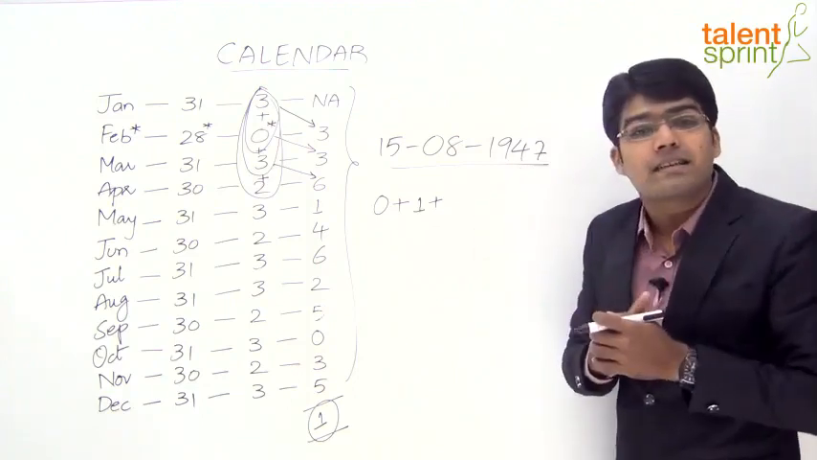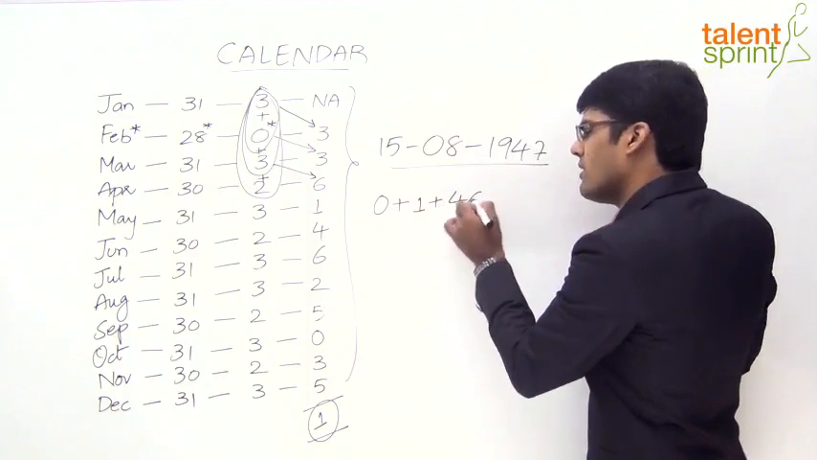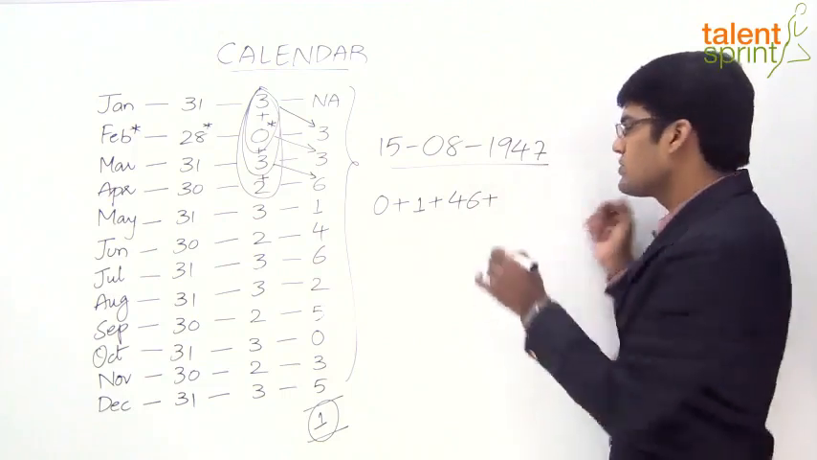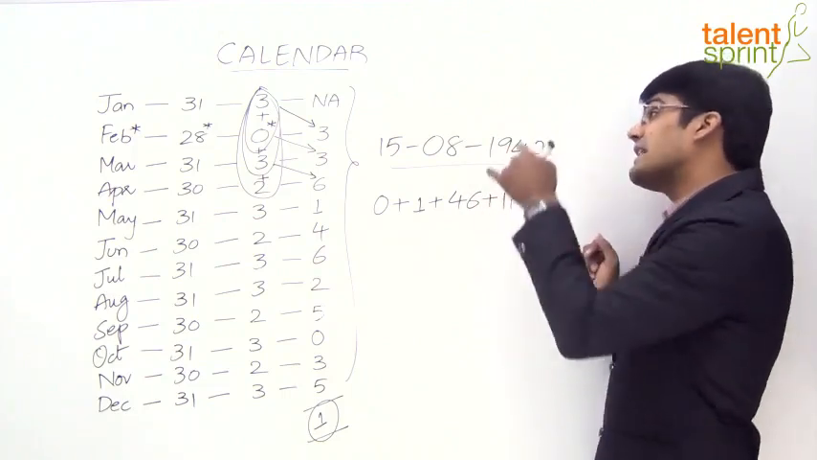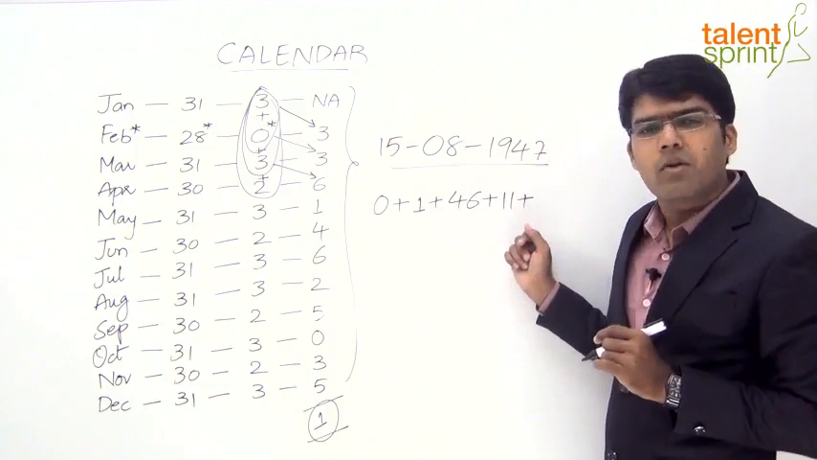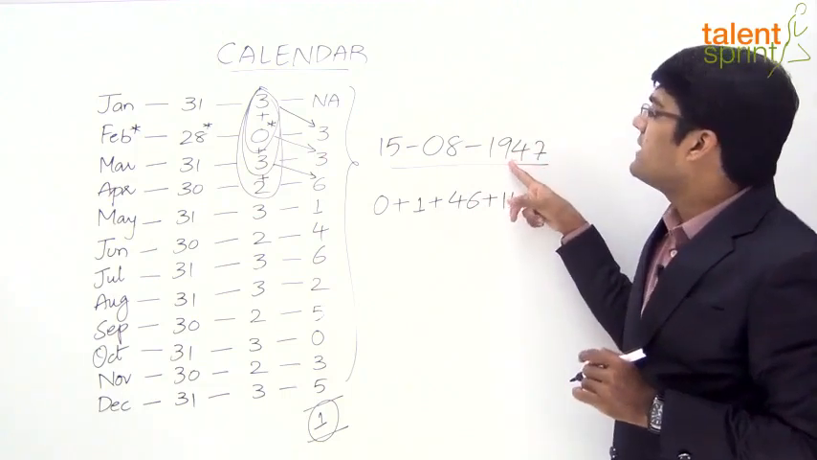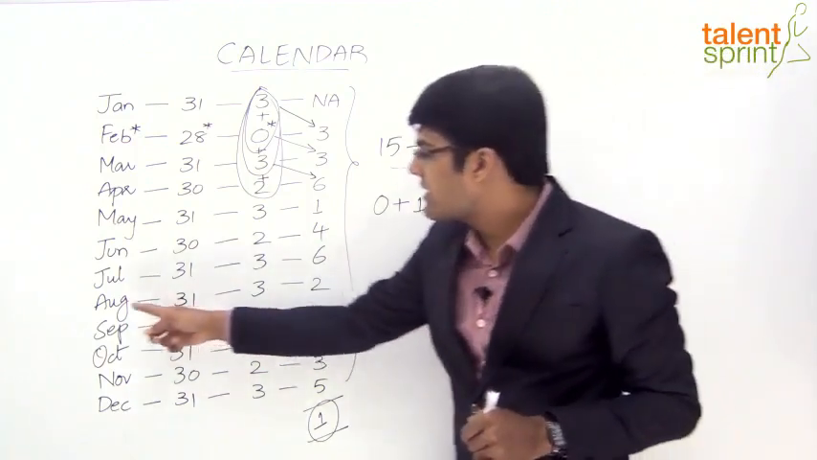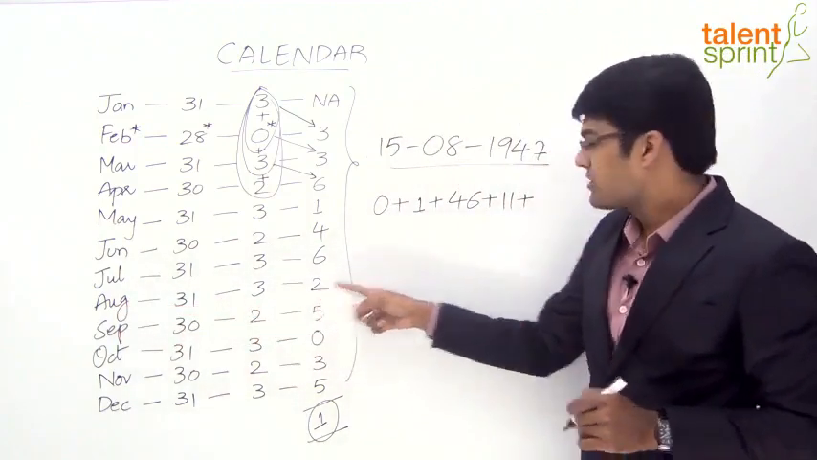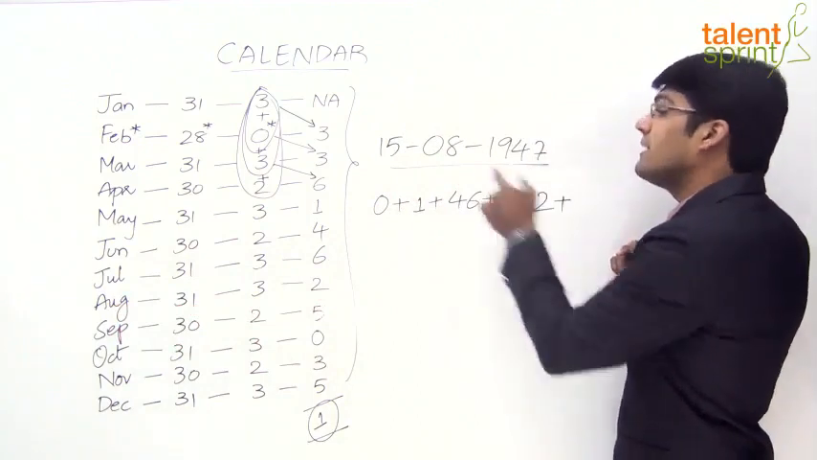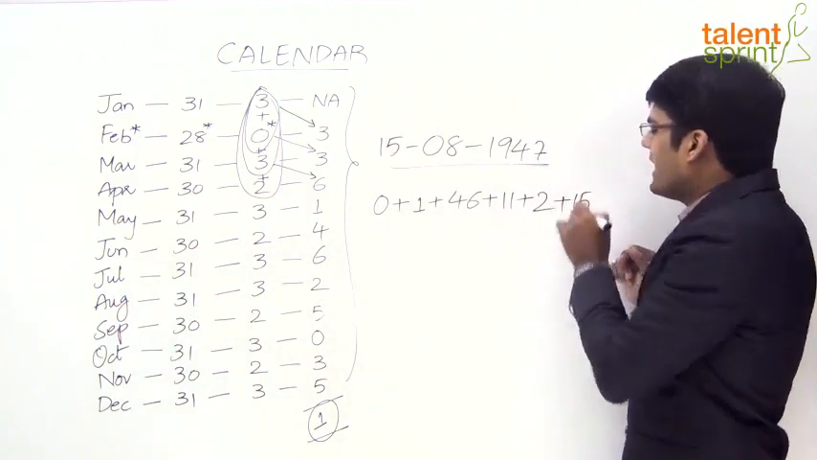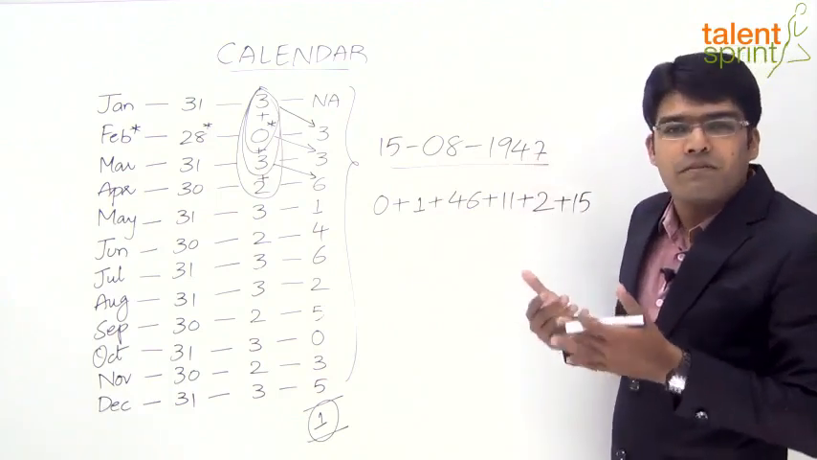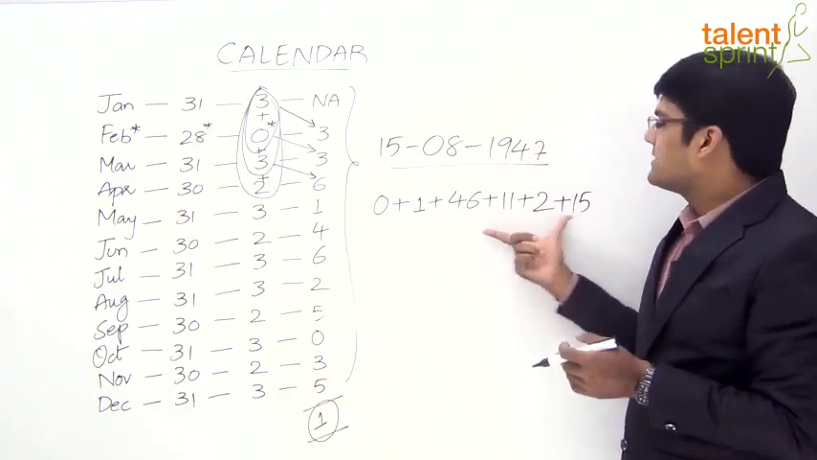So for 46 years, how many odd days? 46 years will have 1 odd day every year. But since there are 11 leap years, we'll have an extra 11 odd days. So plus 11. Now comes the 1947th year. In the 1947th year, we are in the month of August. What is the code for August? August, the code is 2. So directly take 2. And what is the date? 15. And since this is an ordinary year, we don't have to worry about the one additional day in the month of Feb and so on. So directly take this total and you'll get the answer.